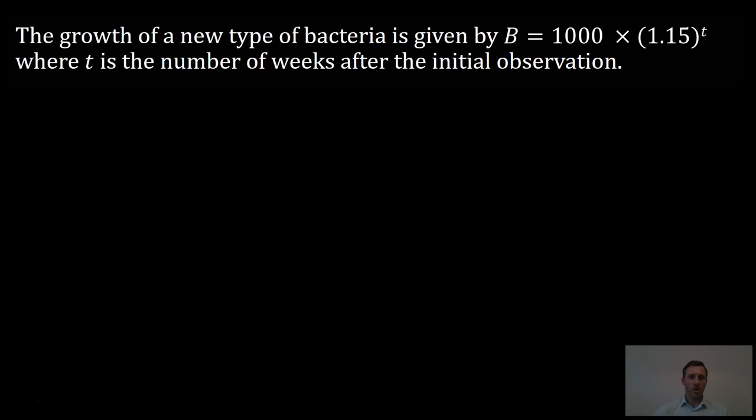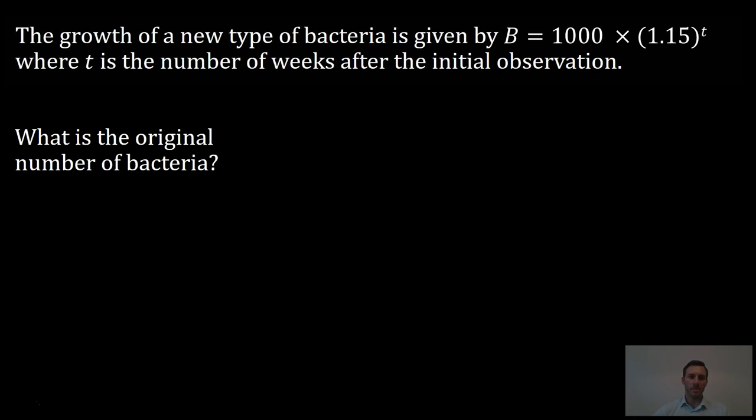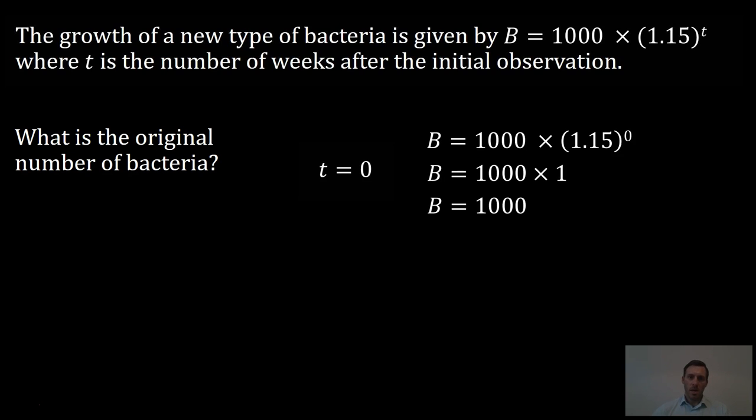The growth of a new type of bacteria is given by B equals 1,000 times 1.15 to the power of t, where t is the number of weeks after the initial observation. What's the original number of bacteria? This is when t equals 0. We substitute into our equation, we go B equals 1,000 times 1.15 to the power of 0. Anything to the power of 0 is 1. And we work out that the original number of bacteria was 1,000.